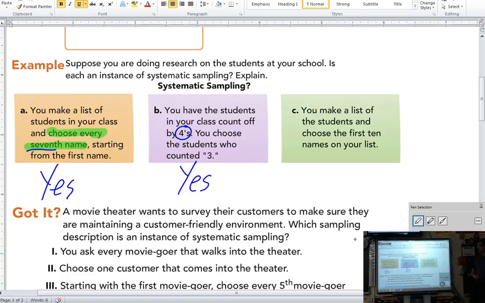You make a list of all students and choose the first 10 names on your list. Sam, that is not systematic. What is it instead? It's convenient. If those people are available, that would be convenience. We will stop there.